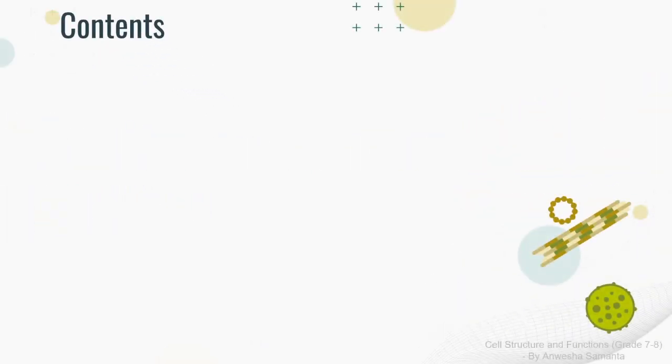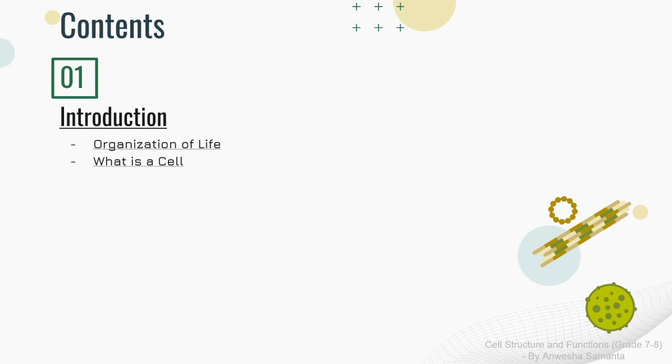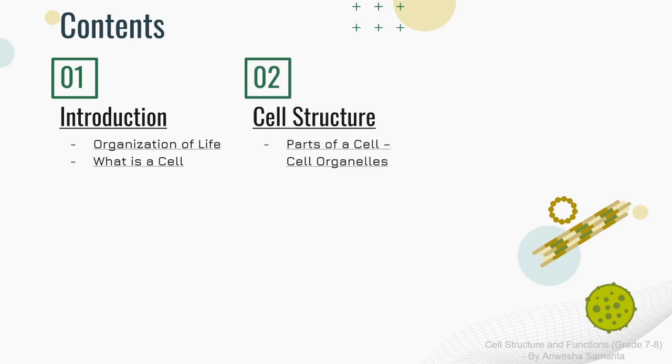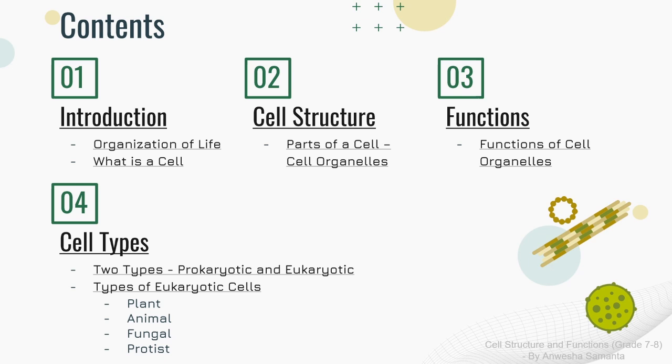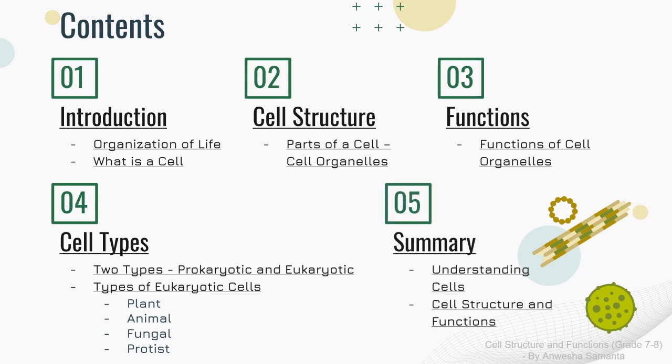Now, since this is a higher grade lesson and therefore a bit longer and detailed than usual, let's first have a look at what all we are going to cover today. Introduction, organization of life and what a cell is, cell structure, looking at the parts of a cell, functions, what each part does, cell types, prokaryotic and eukaryotic, including plant, animal, fungal, and protist cells. Finally, we will wrap up with a summary.